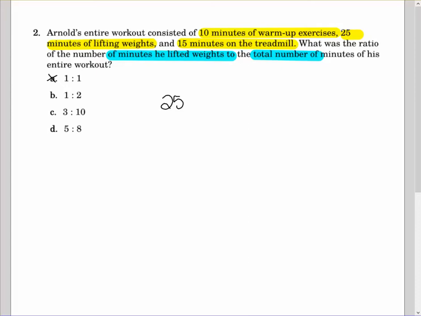25 minutes of lifting weights, which I highlighted. So 25 lifting, right? And we want to figure out total. So to find total, we have to look at these amounts. 10 minutes, right? 25 minutes, and 15 minutes.